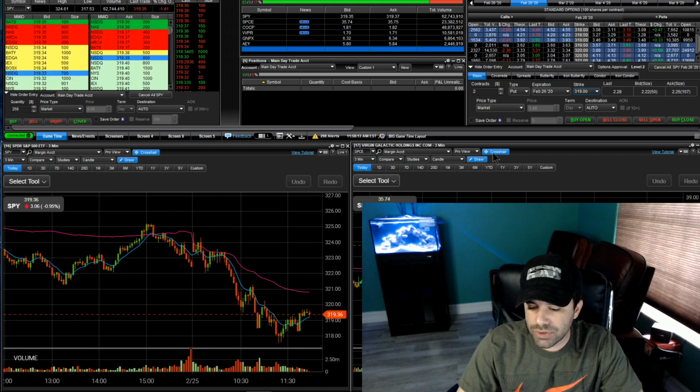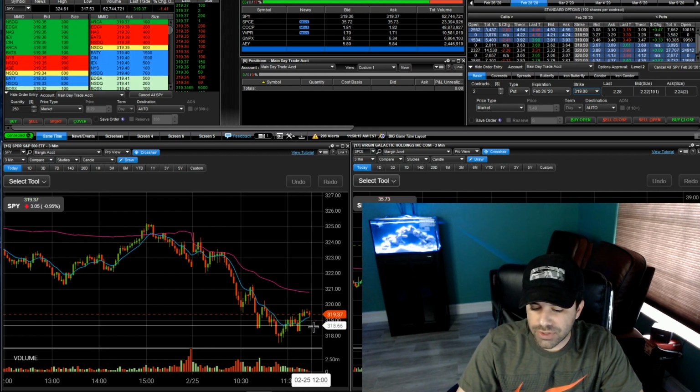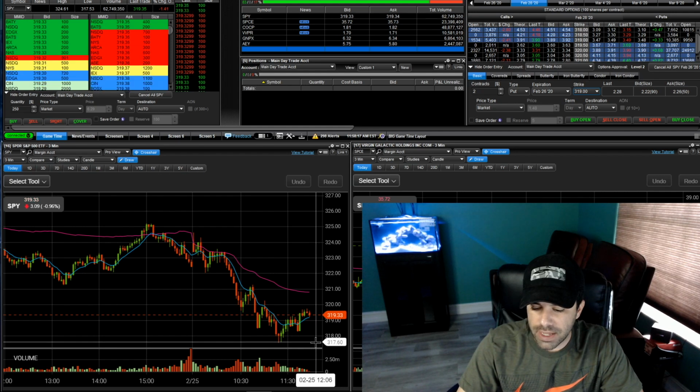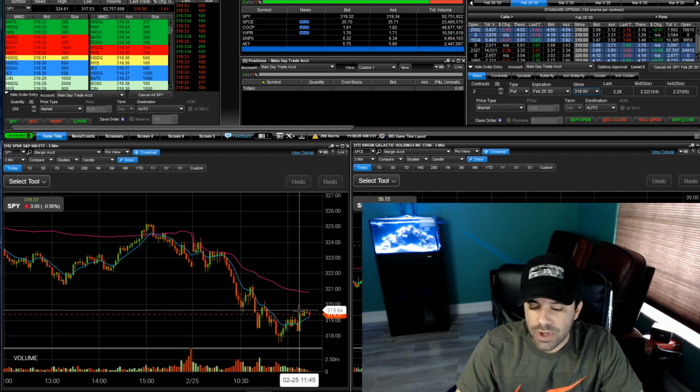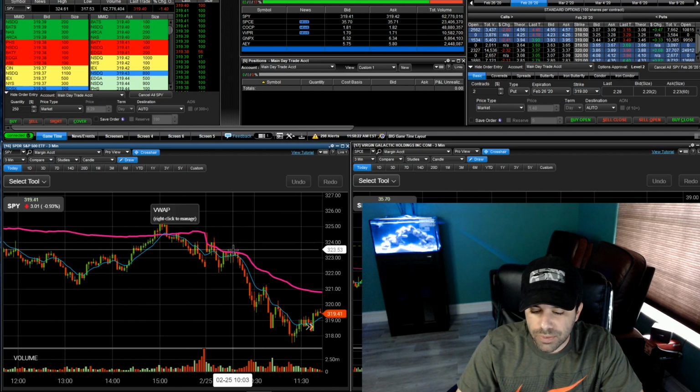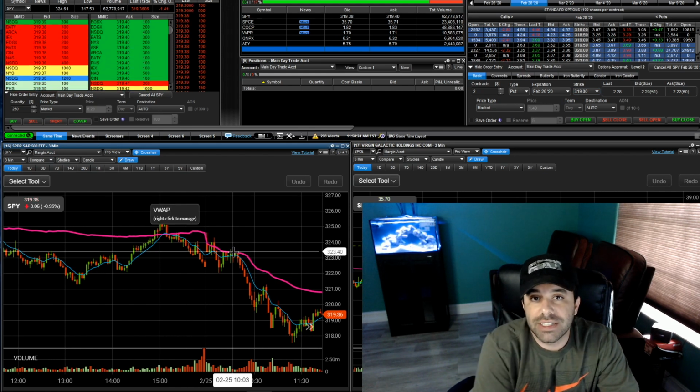You would probably get into those and see if the SPY is going to come back down to test a low of day. That is the ideal scenario. Where would my stop be? Well, my stop here would have been right above VWAP, very tight stop.